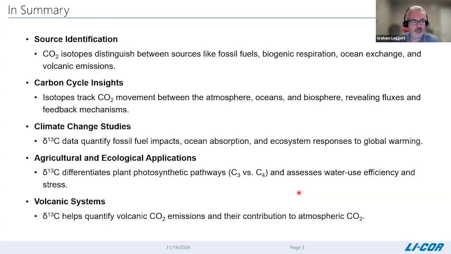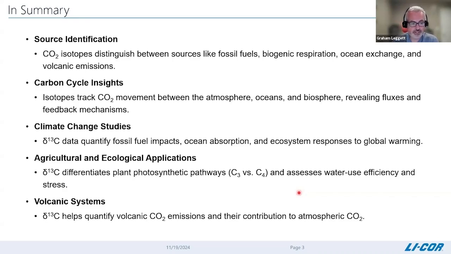It also gives insights into the carbon cycle. So we can track CO₂ movement between the atmosphere, oceans, and biosphere, and reveal fluxes and feedback mechanisms within that cycle. Climate change studies, Delta 13C data quantifies fossil fuel impacts, ocean absorption, and the response of ecosystems to global warming.